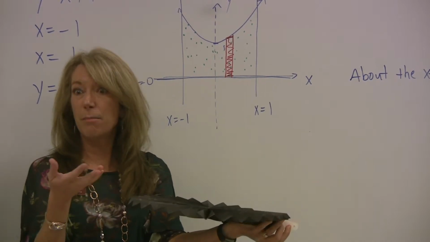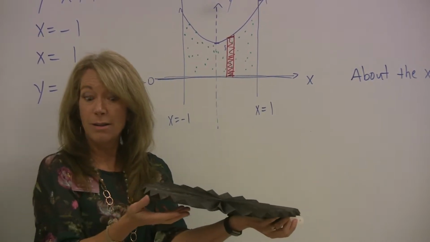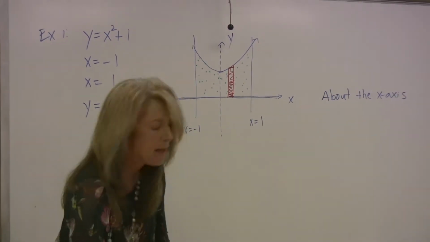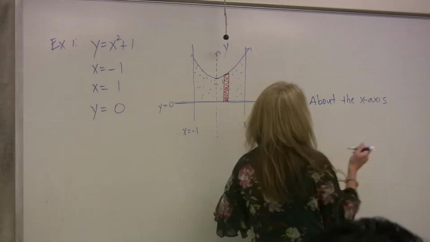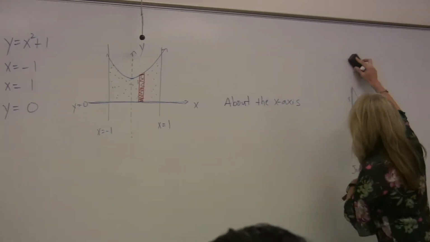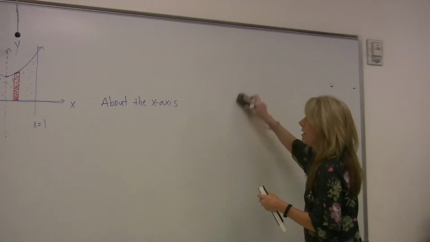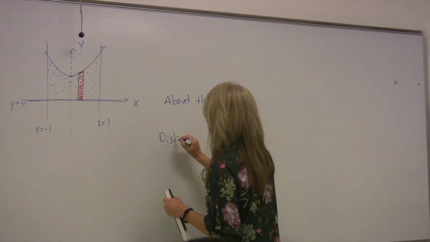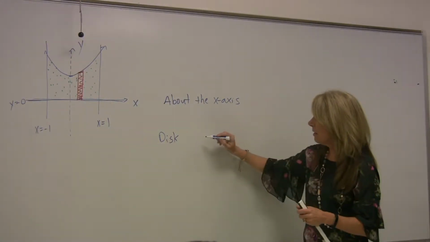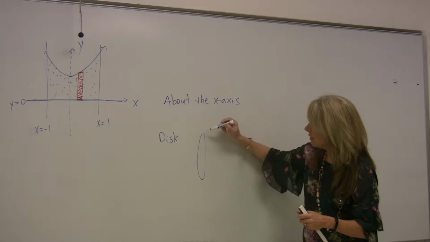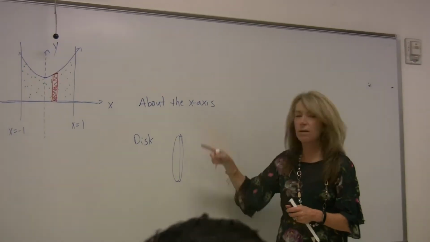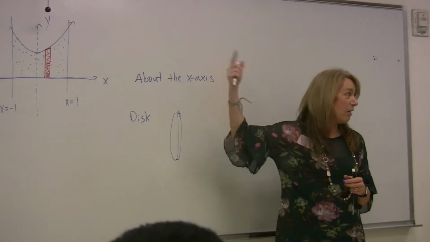Base times the height, and the base is a circle. Right? So if the base is a circle, I end up with what we call a disk. I'm going to try to draw it sideways and then I'll turn it. It ends up like this little circle this way with a little bit of thickness to it. Right? Kind of a little slice going that way when I take it out and around.